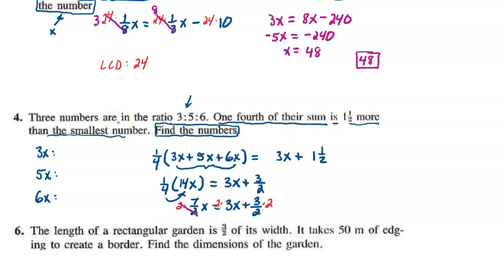2 over 2 cancels out, leaving 7x. 2 times 3 is 6x. And in the last position, 2 over 2 cancels out, leaving a positive 3. Subtract 6x from both sides, getting 1x is equal to 3. Now we know the value of x, so it's time to go back and find our unknown numbers. 3 times 3 is 9. 5 times 3 is 15. And 6 times 3 is 18.